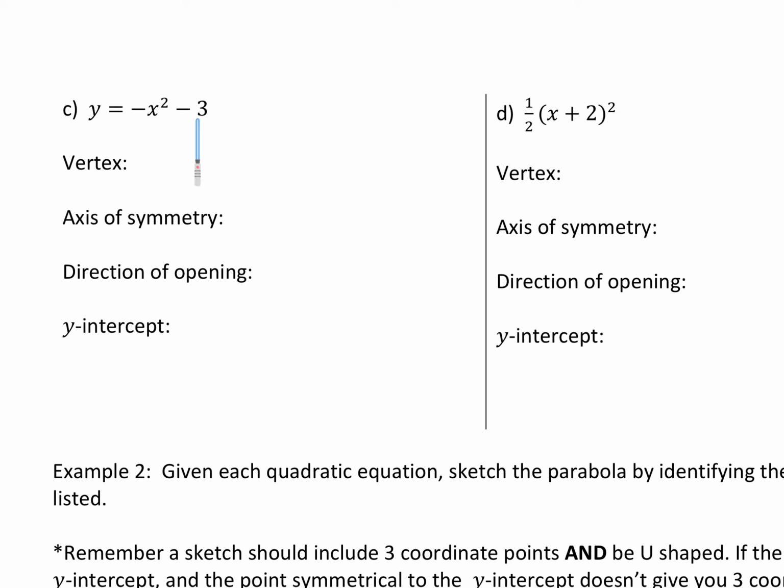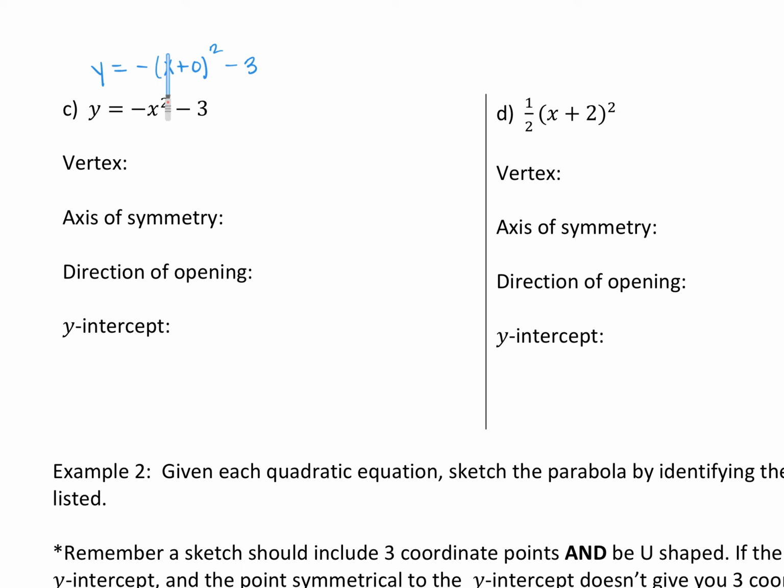For example C, notice that we don't have any parentheses. So what that means is there's actually the number 0 inside of parentheses with our x. So the mathematical equivalent equation is the x plus 0 being inside of the parentheses, right? Because x plus 0 is just x, and it's still being squared. So this is the same thing.